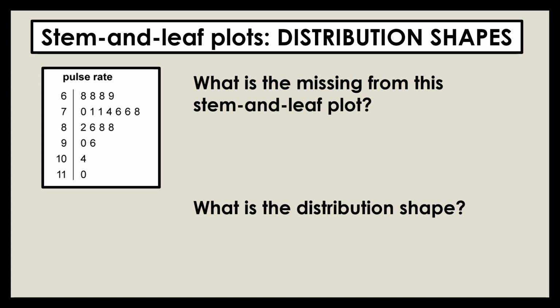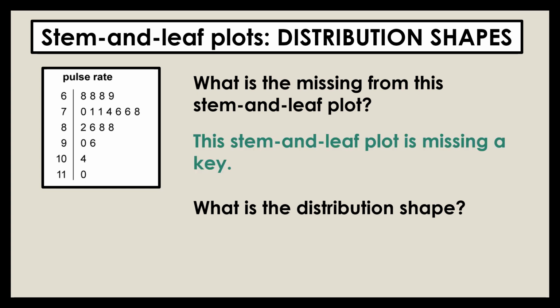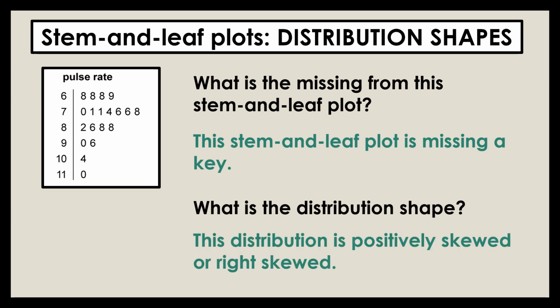Stem and leaf plots, distribution shapes. So we are looking at the one that is created. There's not a key, but for distribution shapes, that's not extremely necessary. We're just looking at the shape of the data. So what is missing? Like I said, a key. Distribution shape: the tail is going towards the higher values, so it is positively skewed or right skewed.